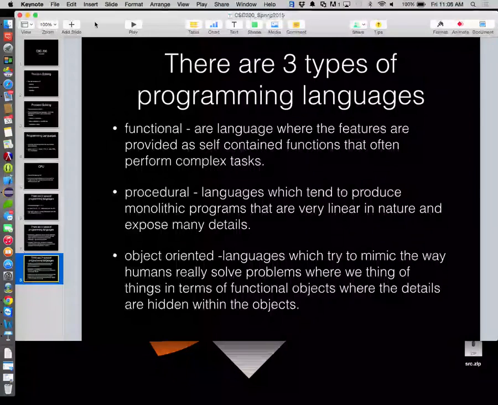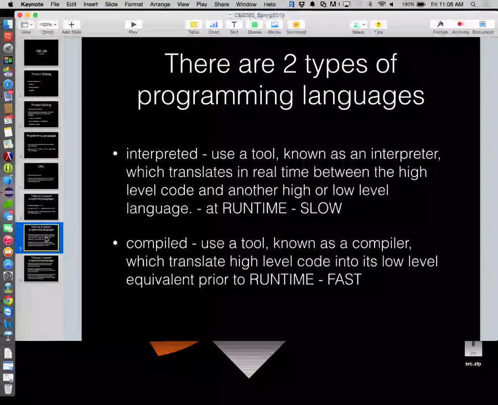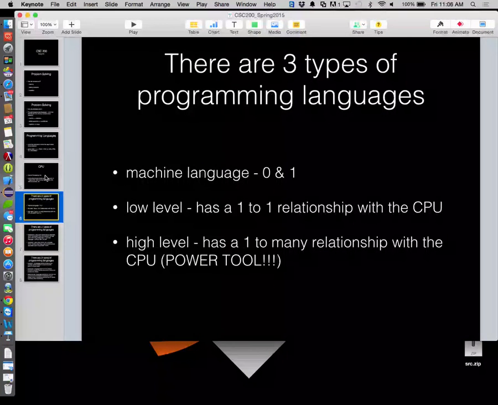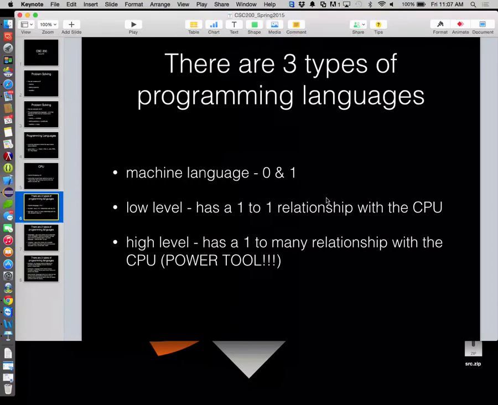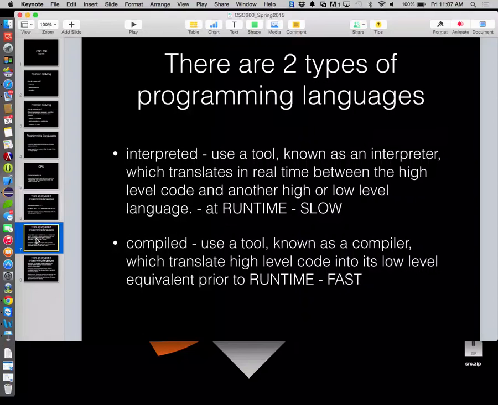Okay, so a quick little review. Last time we were talking about the CPU, kind of this thing that does a whole bunch of magic tricks for us. We talked about three different kinds of programming languages: machine language, low level, high level. Low level has a one-to-one relationship with that CPU, so every line of code we write in this is equal to one line of one instruction, one magic trick on the CPU. We like these high-level languages that allow us to write one or two lines of code and it turns into a whole bunch of stuff on the CPU.